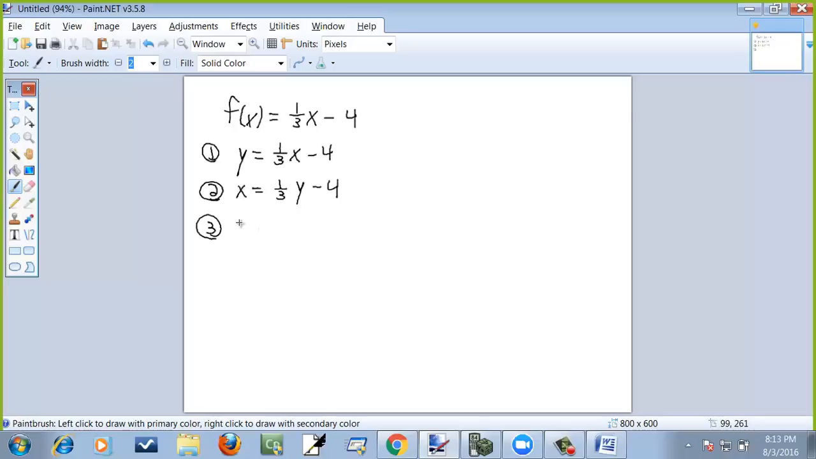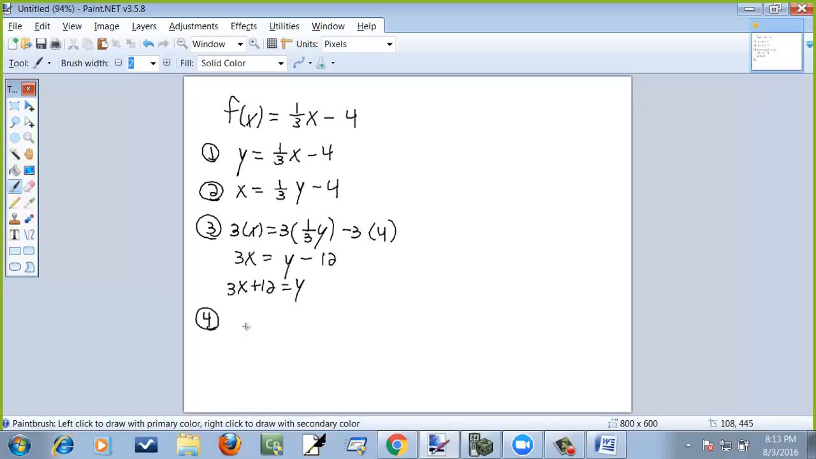Step 3, solve for y. Well, the first thing we want to do here is multiply everything by 3 to get rid of the fraction. So we'll take 3 times x. We'll take 3 times 1/3 y minus 3 times 4. So that gives us 3x. Those 3's cancel. I get 1y or y minus 3 times 4 is 12. Now we're trying to solve for y, so I'm going to take the negative 12 over to the left side. So we've got 3x plus 12 is equal to y.